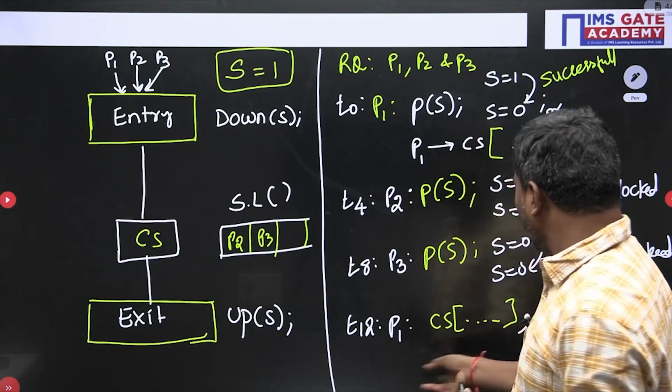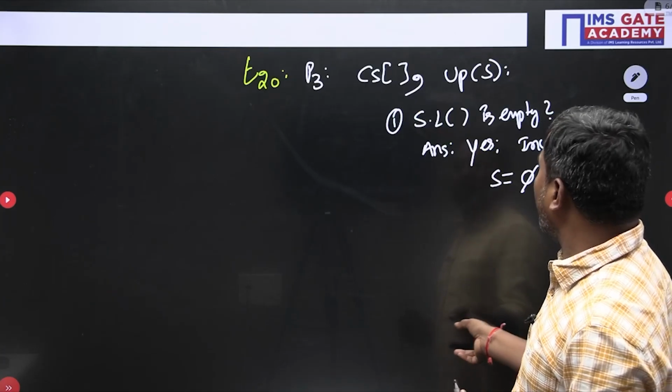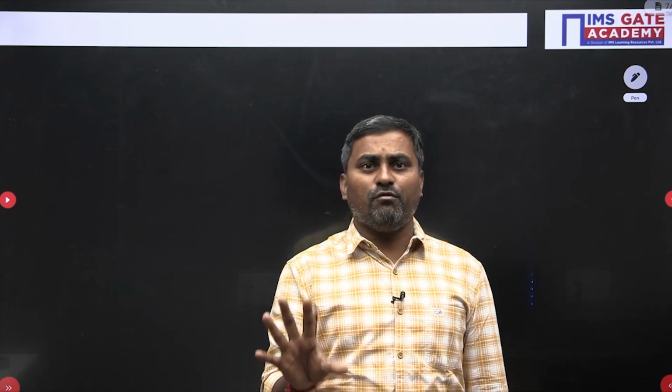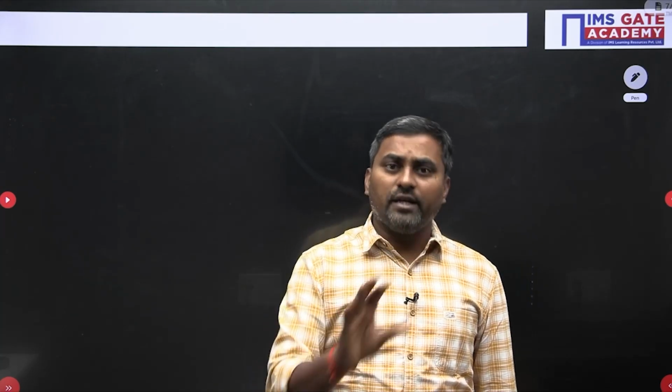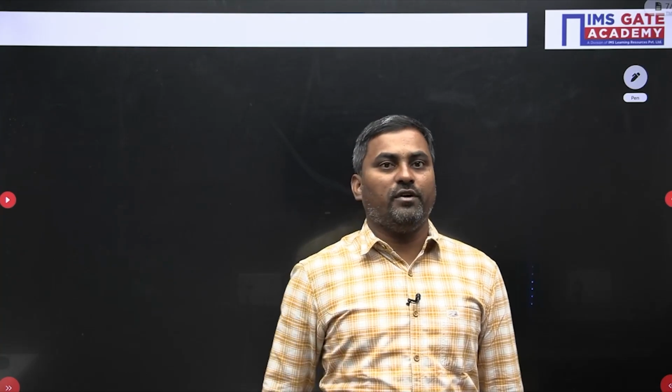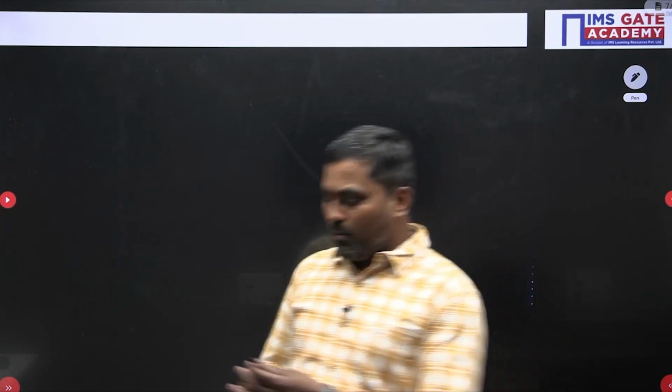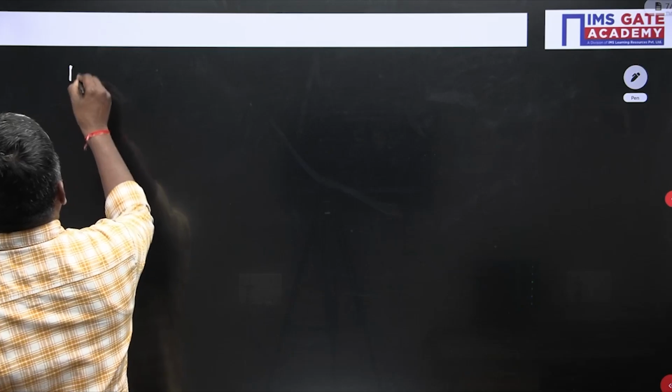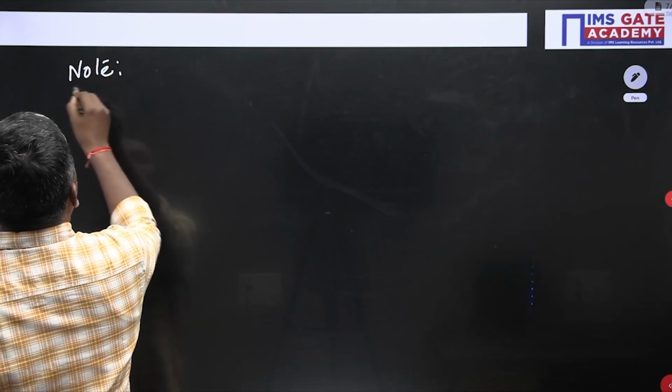So these are the important points. I hope you understand. So what is the conclusion? Binary semaphore guarantees mutual exclusion and the progress requirement, and bounded wait is also guaranteed. Some observations we can make, so let's put them point-wise.